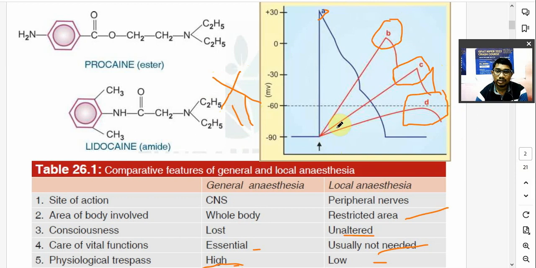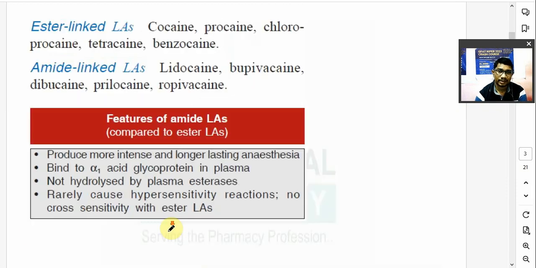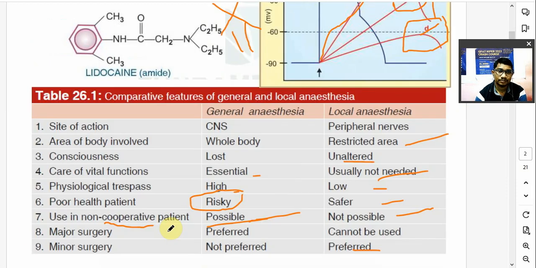So you can see that in smaller doses they will suppress the conduction, conduction will be decreased, and if you increase the dose, more conduction will be decreased. Initially the sensory type of nerve fibers will be blocked, and at a higher dose they can block the motor type of fibers. So that's how they act. We'll see in upcoming slides.